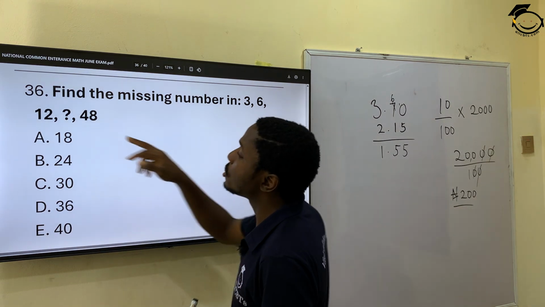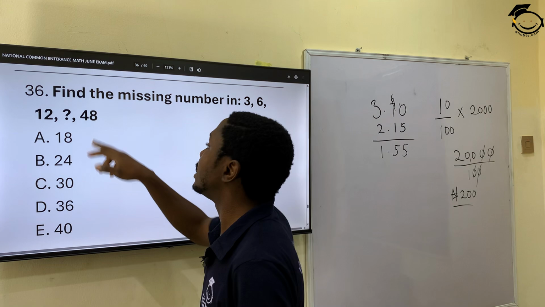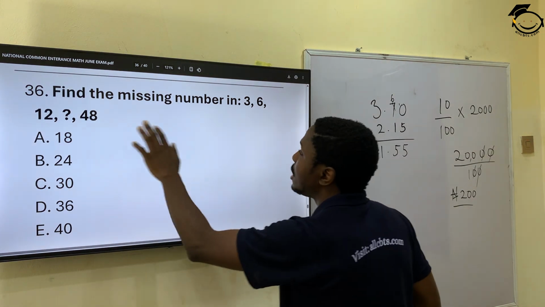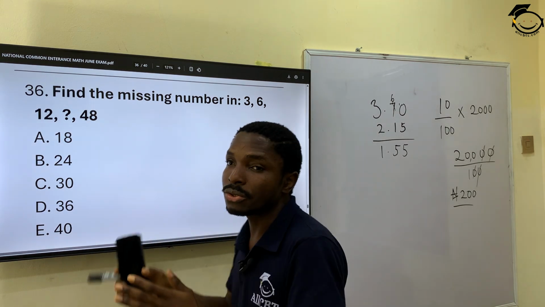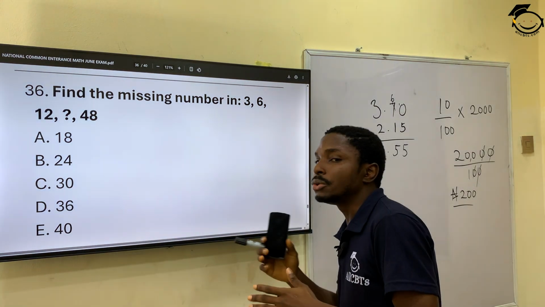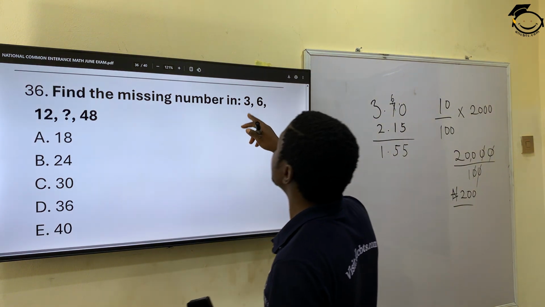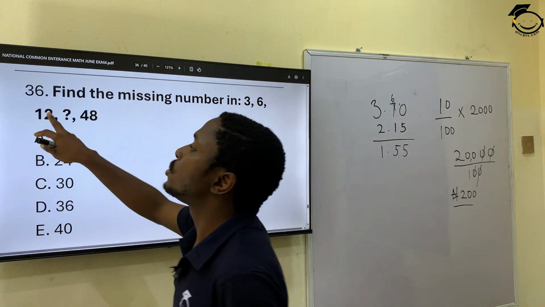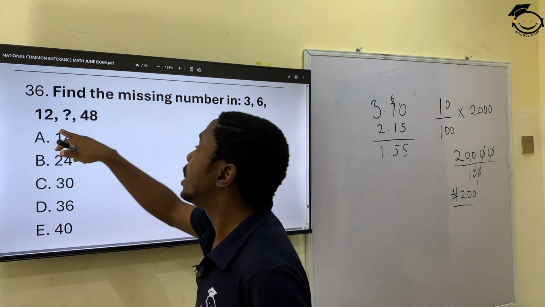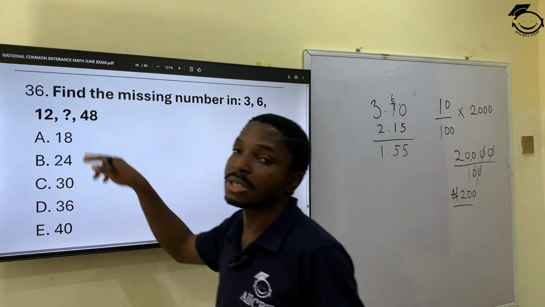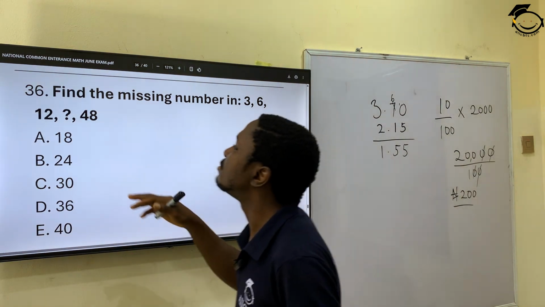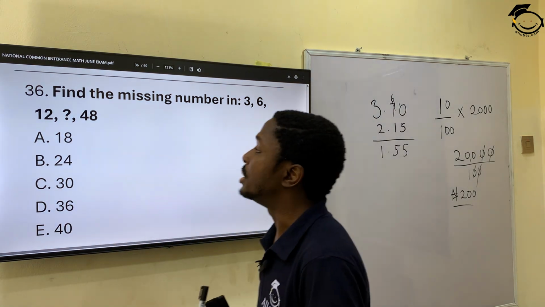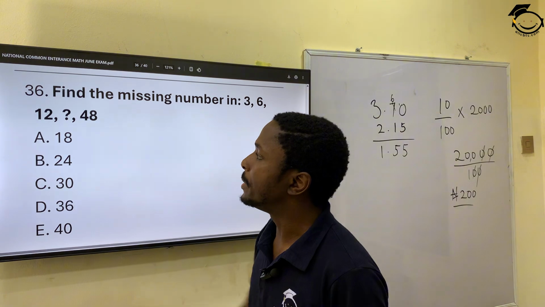So 3, 6, 12, then there is an omission, and then 48. Just as a scholar that you are, look at the progression, and then you can tell how it goes. You can see that 3 times 2 gives you 6, 6 times 2 gives you 12. That means 12 times 2 will give you what? 24, and 24 times 2 will give you 48, right? So just a simple brain teaser to know that the correct answer will be 24 as option.